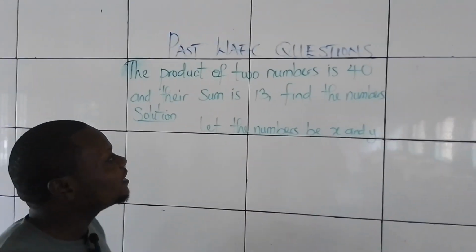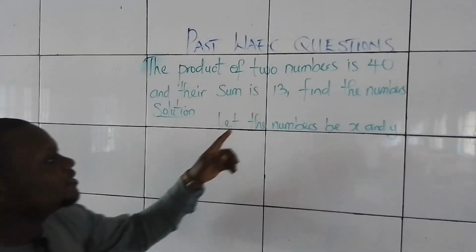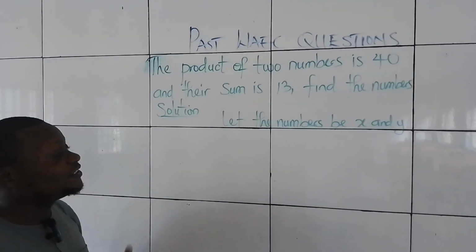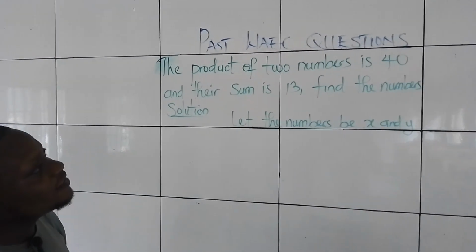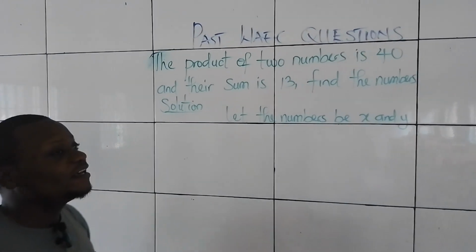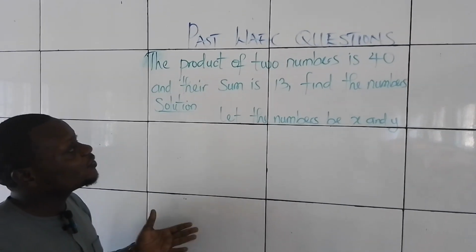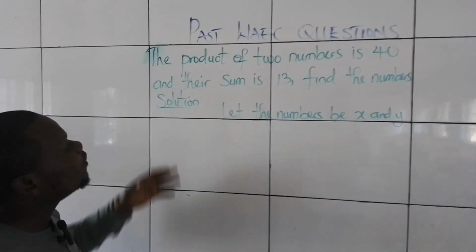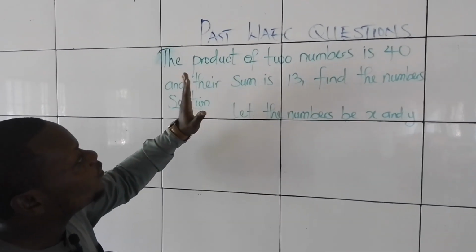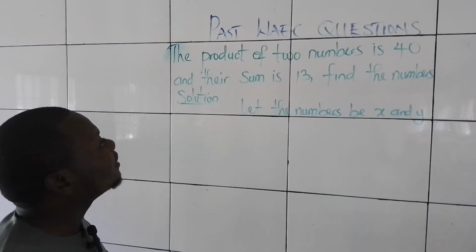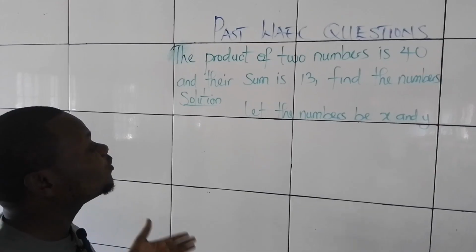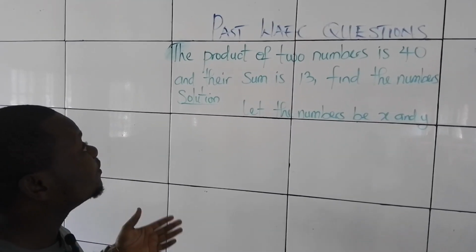Today we are going to take another past WAEC question, and the question simply says the product of two numbers is 40 and their sum is 13. Find the numbers. There are so many tricky ways of getting this answer, but today I want to solve it in case this question is asking for theory, the exact way that WAEC would like to see it.